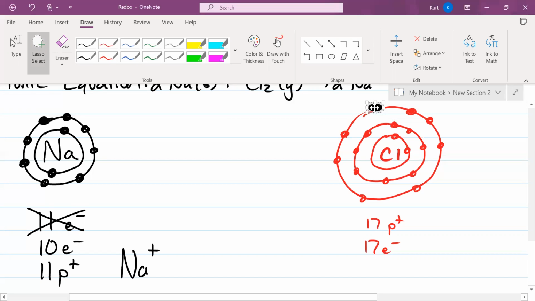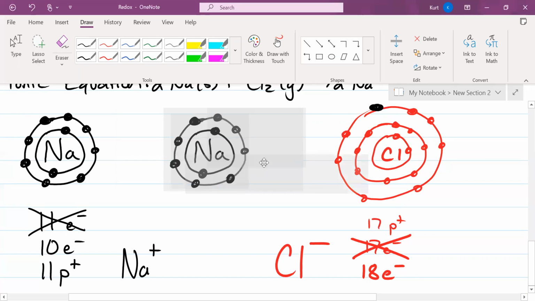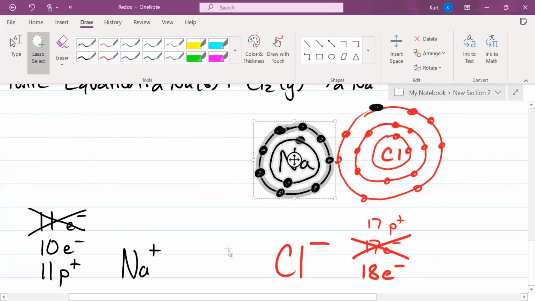There it is. How many electrons does chlorine have now? It has 18 electrons. What is its ionic charge? It has 17 protons, 18 electrons. -1. Does positive attract negative? Yes. So these two are going to really get close, and they're going to form an ionic compound. Positive will be attracted to negative.